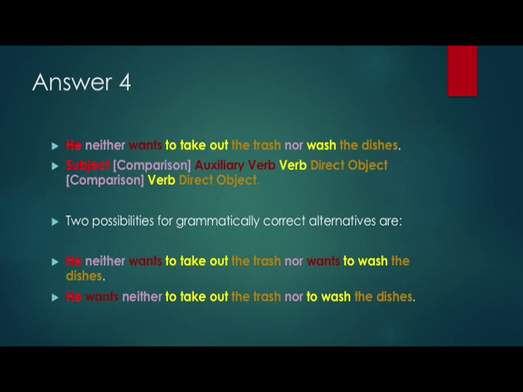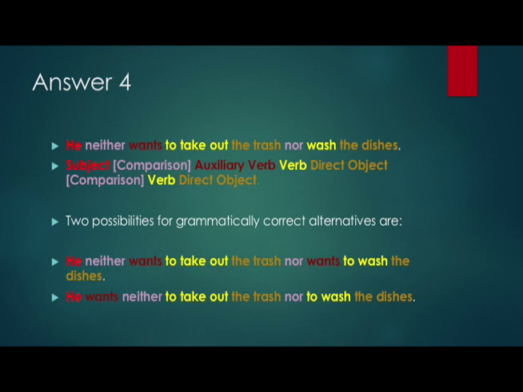In this case, the solution would be, he neither wants to take out the trash nor wants to wash the dishes. That's grammatically correct. So in each phrase following neither or nor, we have a helping verb or auxiliary verb, an actual verb, and a direct object. Okay, so that will always be correct.